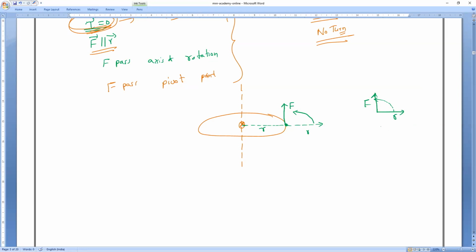Outward direction means that torque exists. Yes or no? Torque is not equal to 0. But still, what is the turning effect? No turning will take place in the disk. Why? Can anybody tell me?